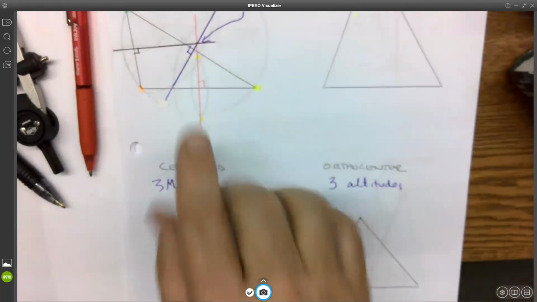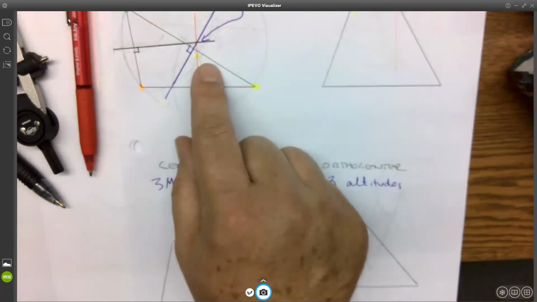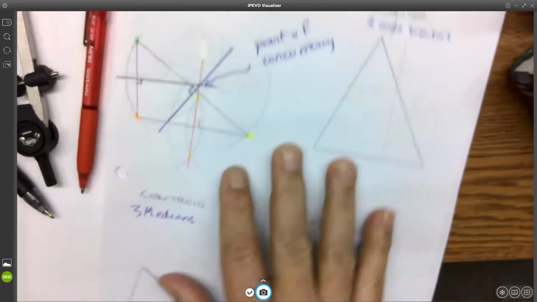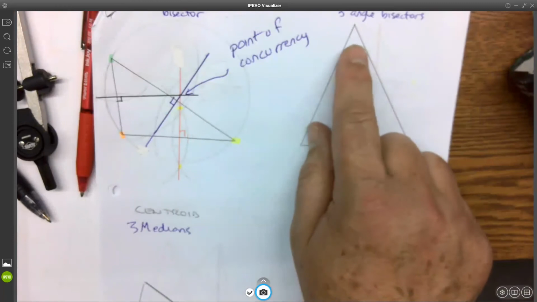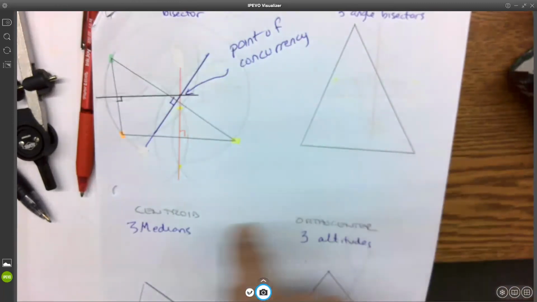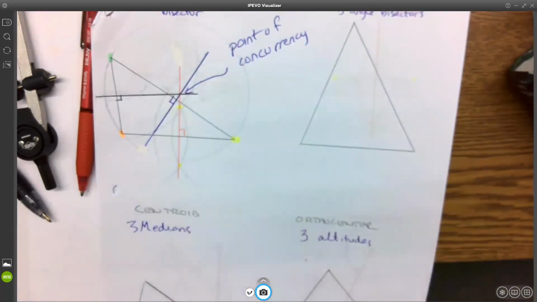So please take the rest of the period to do another one of these in the homework, and then do the 3 angle bisectors to find the in-center. Do it on the homework. Do the 3 medians to find the centroid. Do it on the homework, etc. You've got the period.